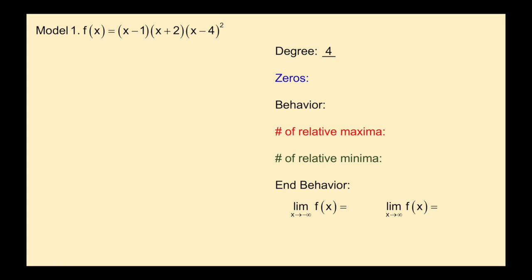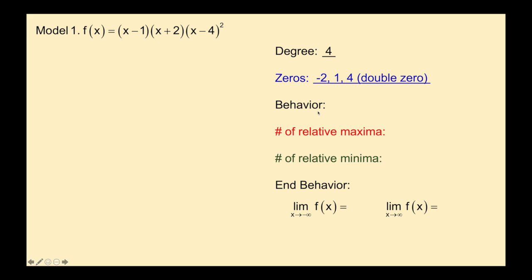As far as the number of zeros, when we set this equal to 0, we're going to get 1. When we set this one equal to 0, we're going to get -2, and then the last one gives us +4, which is a double root. So I get 3 different locations, one of which is a double zero.